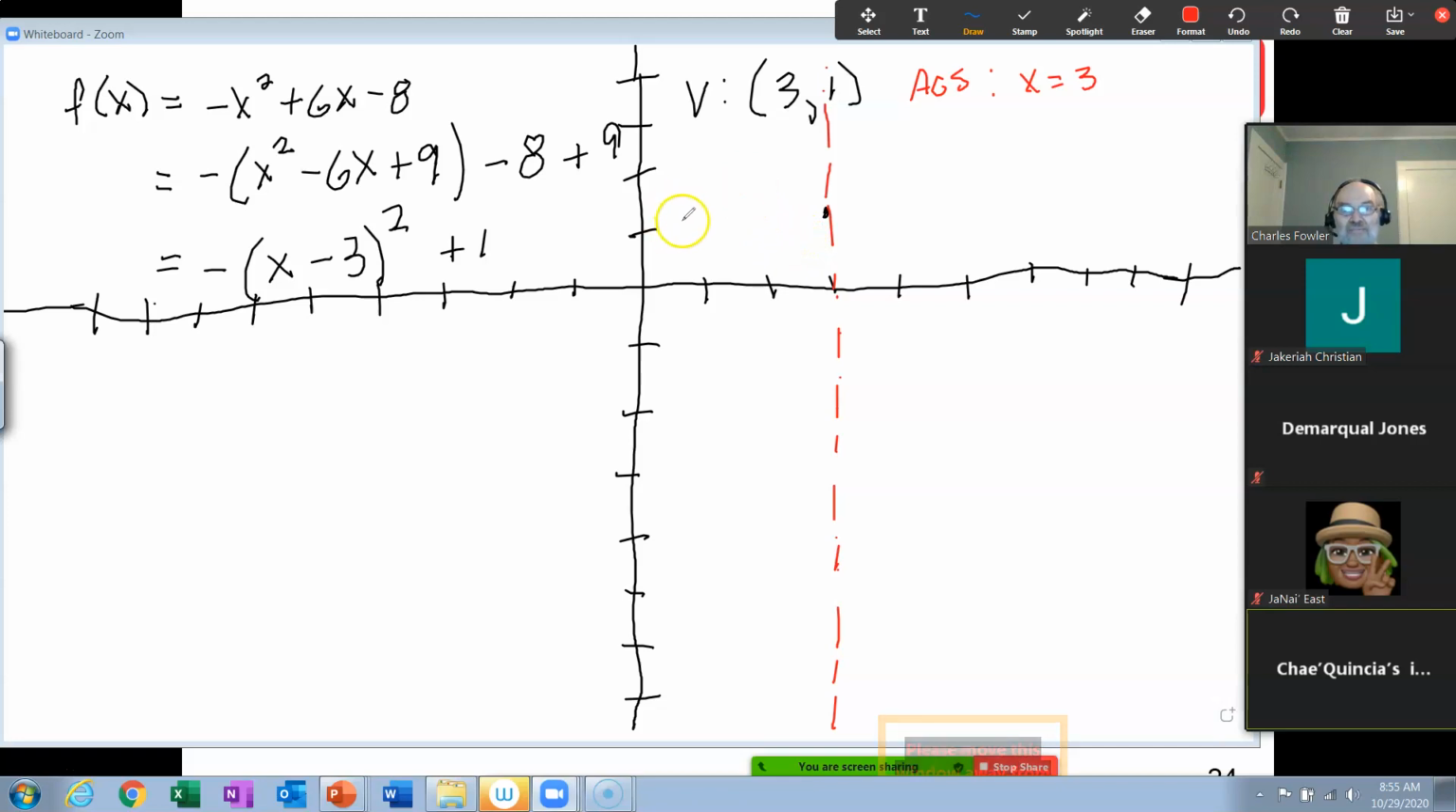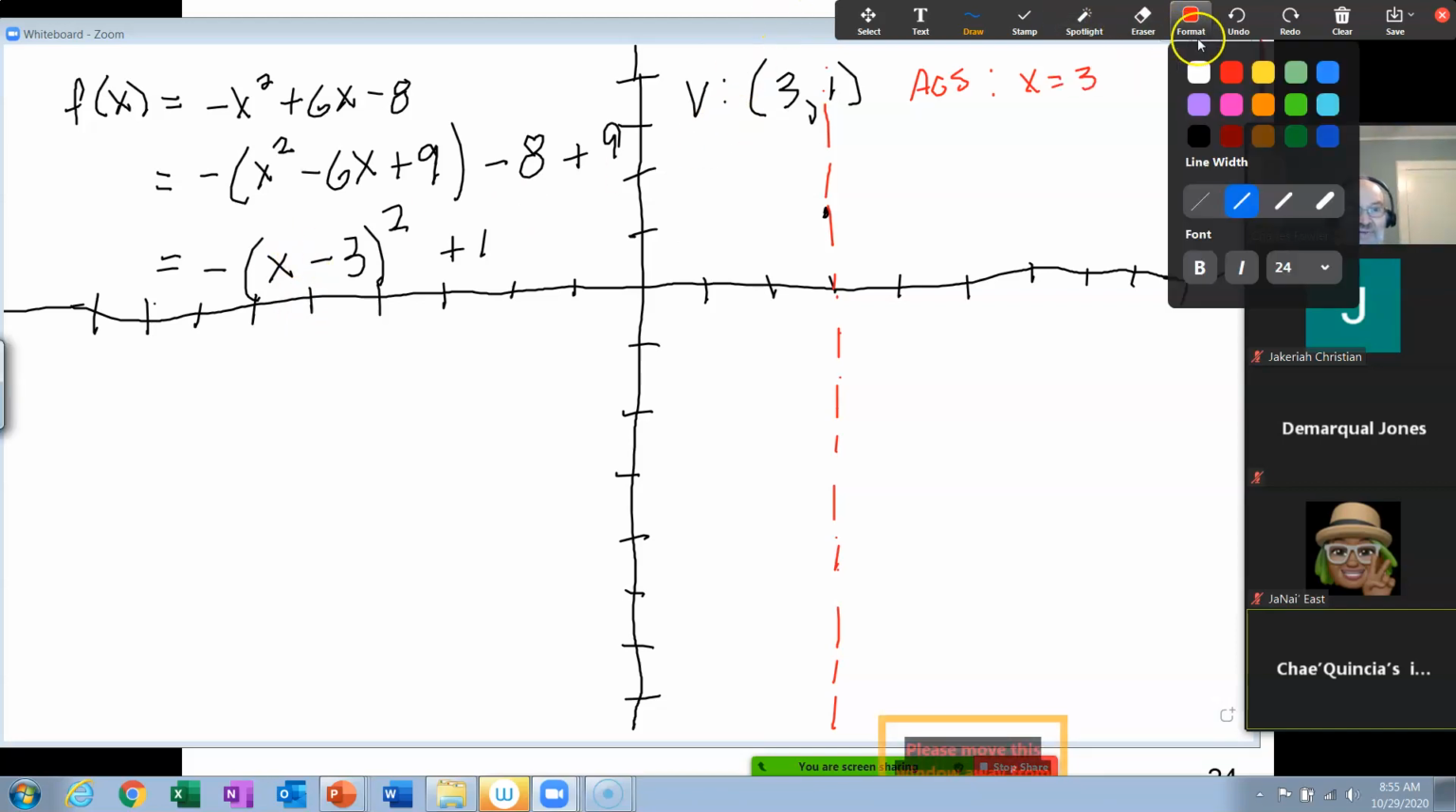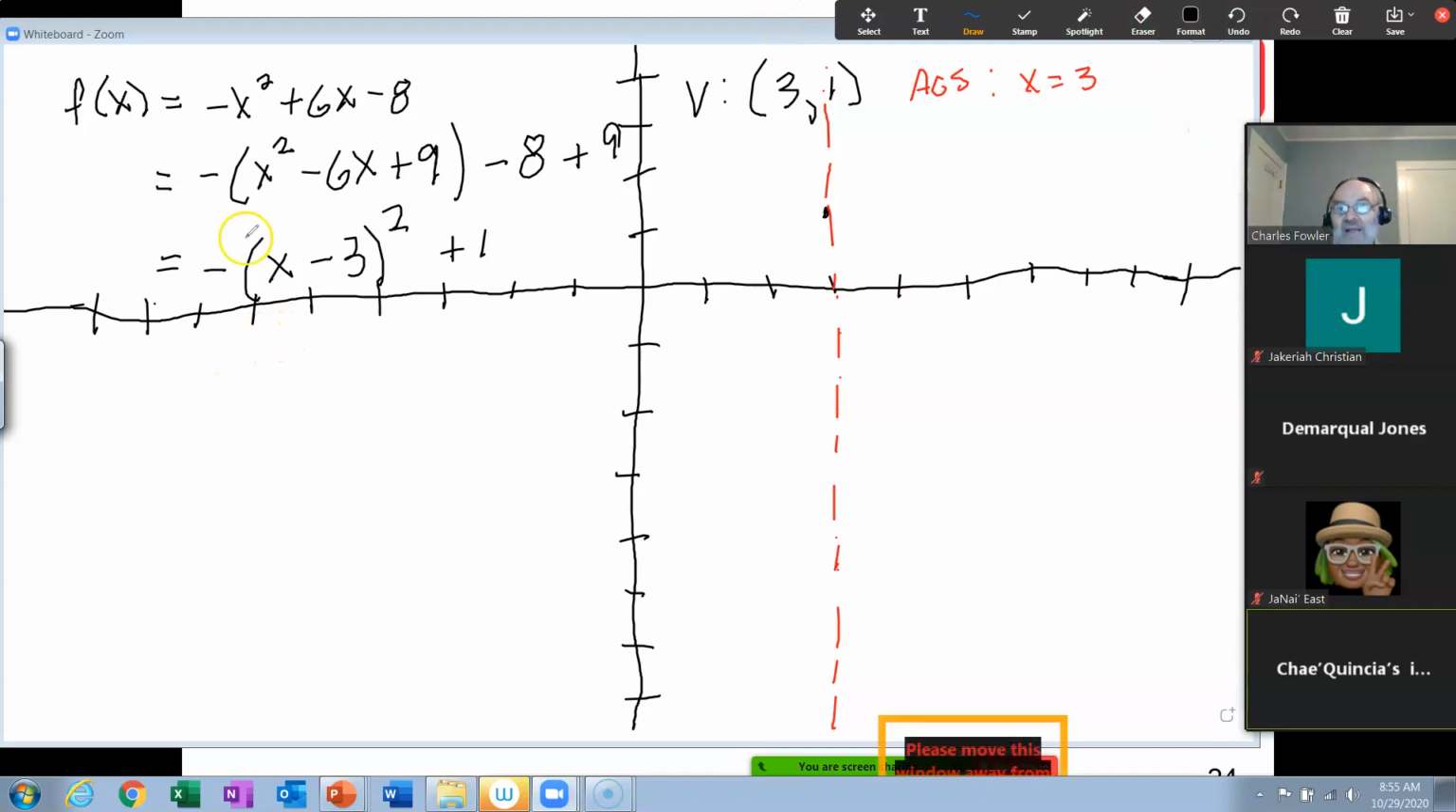Now what we haven't done that they ask us to do is identify the x-intercepts. So how do we get the x-intercepts? Well, let's go back to black here. It's easier to go back to your original form, not the standard form. Let's set that equal to 0, because the x-intercepts are where y, which is f of x, is equal to 0. So minus x squared plus 6x minus 8, set that equal to 0. Those values for x that make that true will give you your x-intercepts.